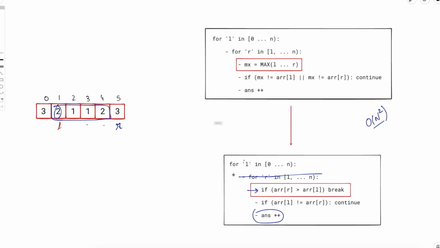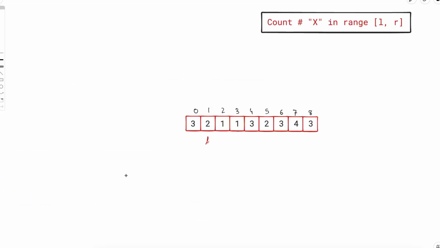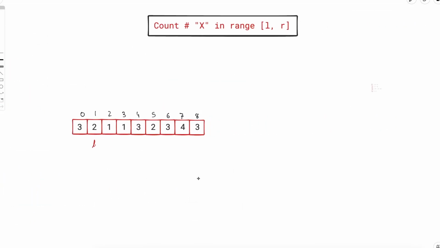So let's try to focus on the subproblem now. The subproblem is, given a range L to R, we have to figure out how many elements are there with value x. In particular, x here is simply array of L, right? So we need to figure out this.